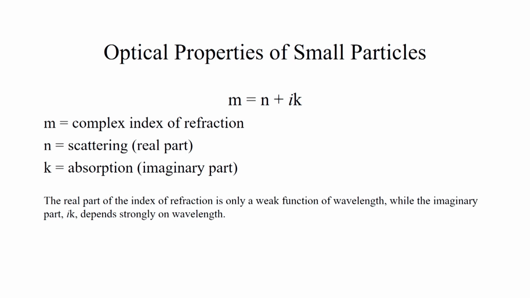details. This is the optical properties of smaller particles, if you look at the refractive index. The refractive index can be written as a complex number, m equals n plus ik, where n is for the scattering part, and k, the imaginary part, is mostly for the absorption. The real part of the refractive index is only a weak function of wavelength, while the imaginary part depends strongly on the wavelength. And this is also very important.